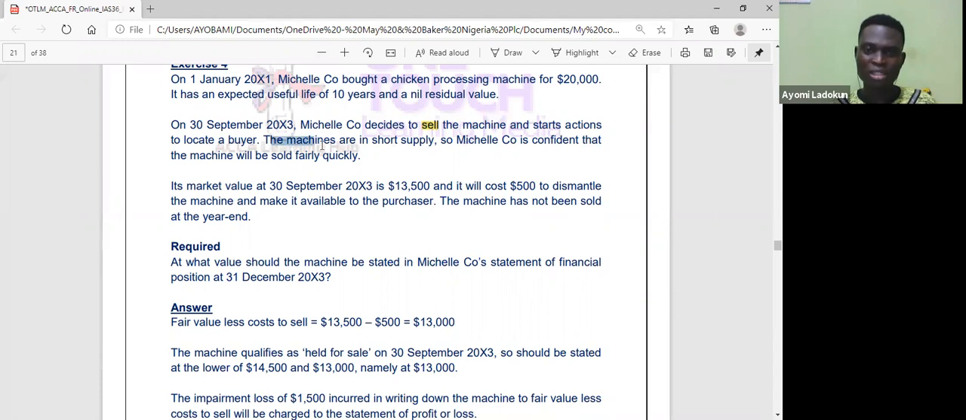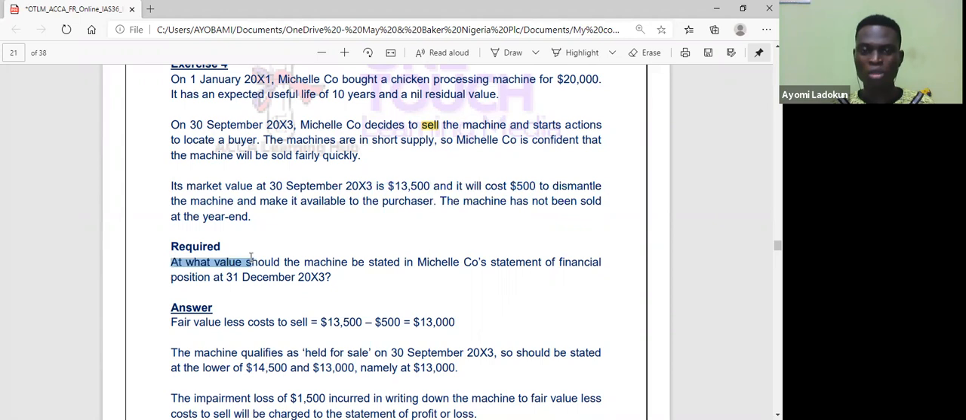Okay, the machines are in short supply, so Mitchell Co. is confident that the machine will be sold fairly quickly. Its market value as at 30th September was 13,500 and it would cost 500 to dismantle the machine and make it available for the purchaser. The machine has not been sold at the year end.